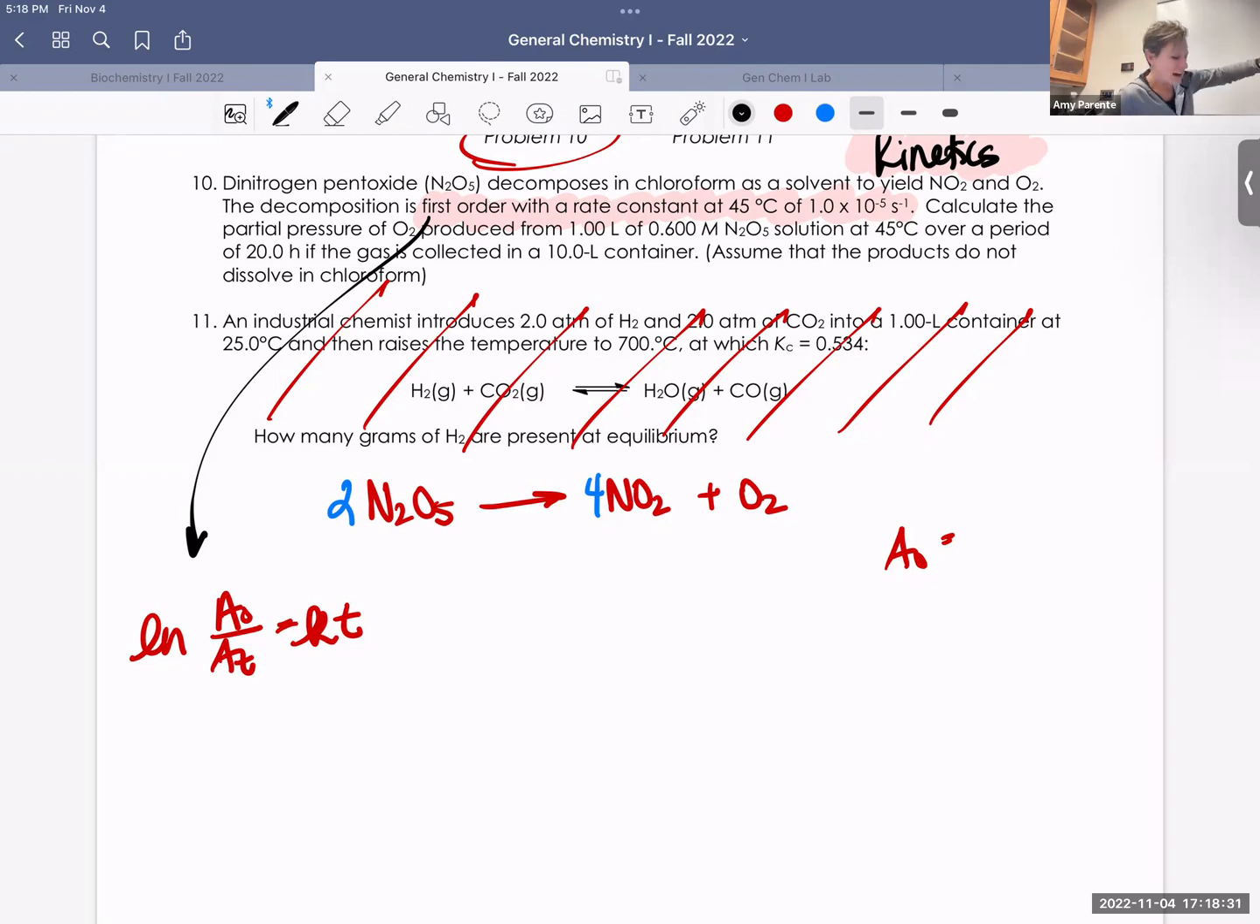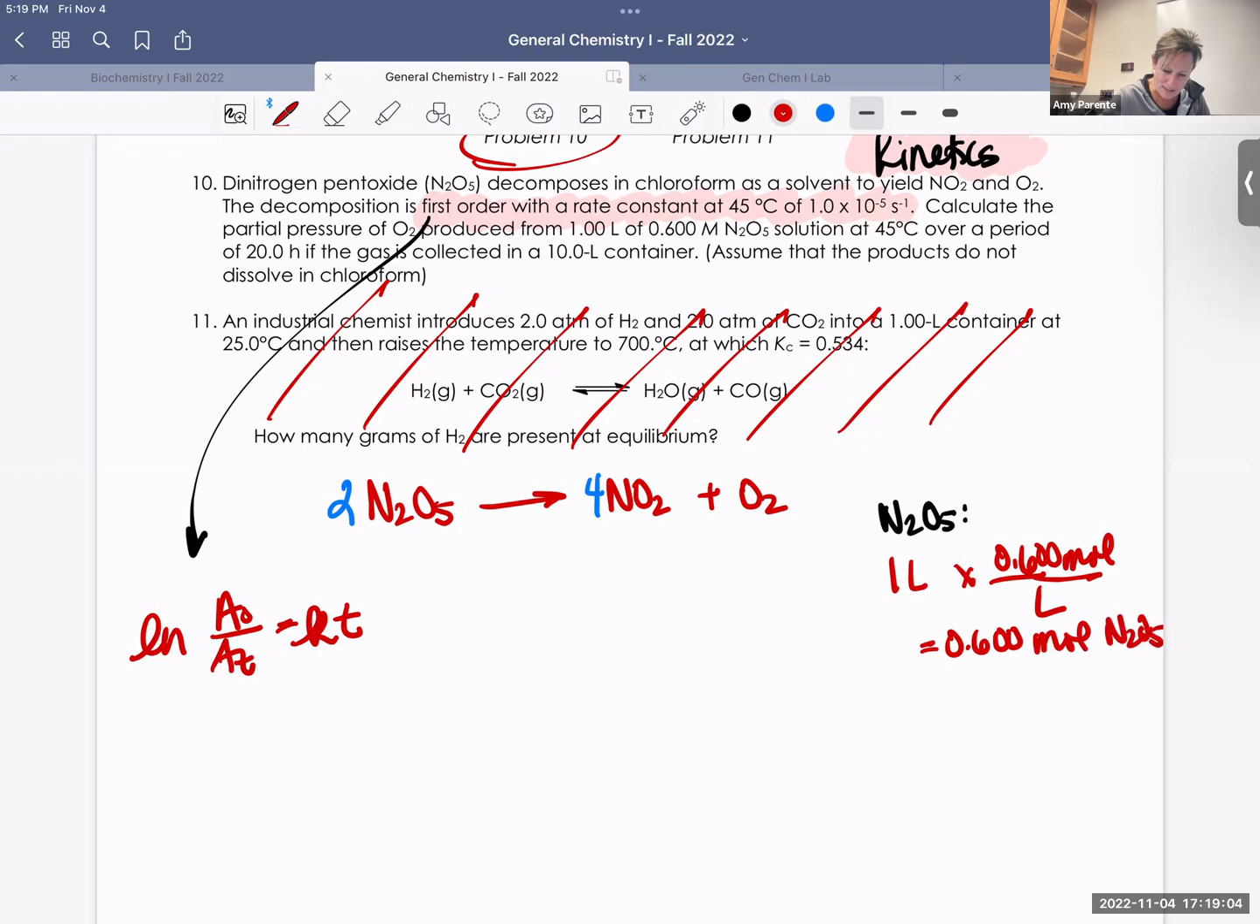Okay, so we take a liter of a 0.6 molar solution. Let's start with that piece. We talk about what we have with our N2O5. We start with 1 liter of a 0.600 mole per liter solution. So that tells us that we've got 0.600 moles of N2O5. Does that make sense?